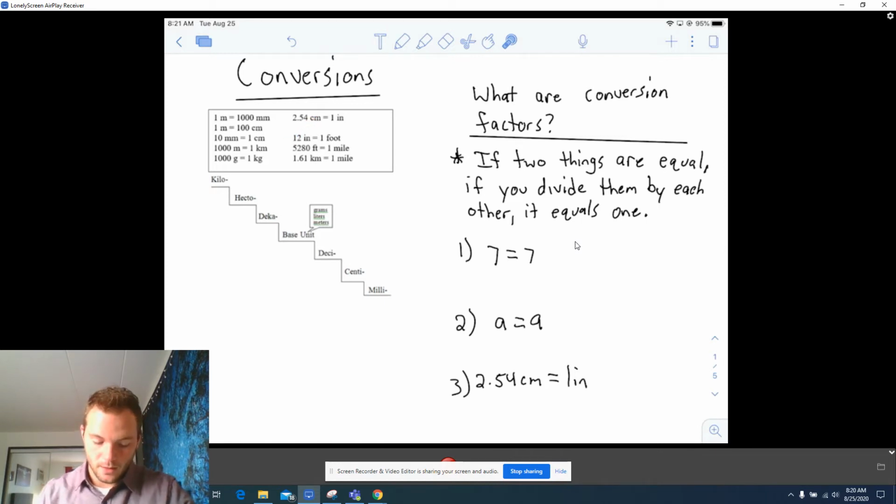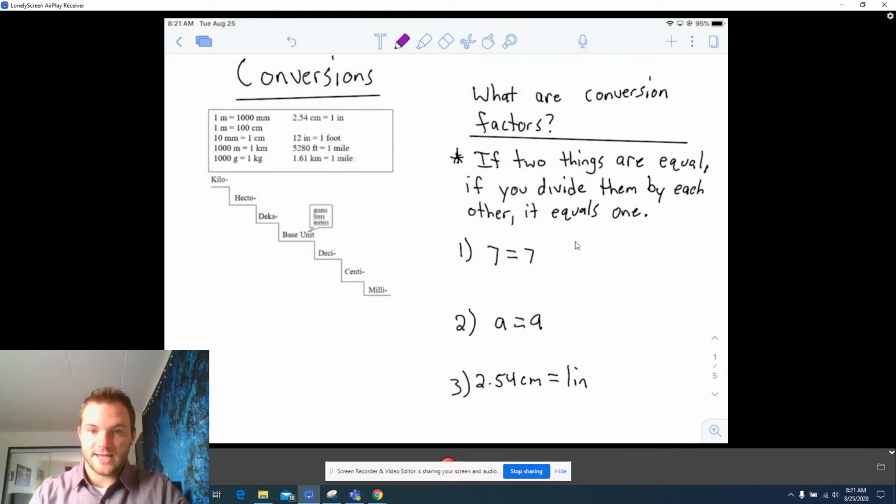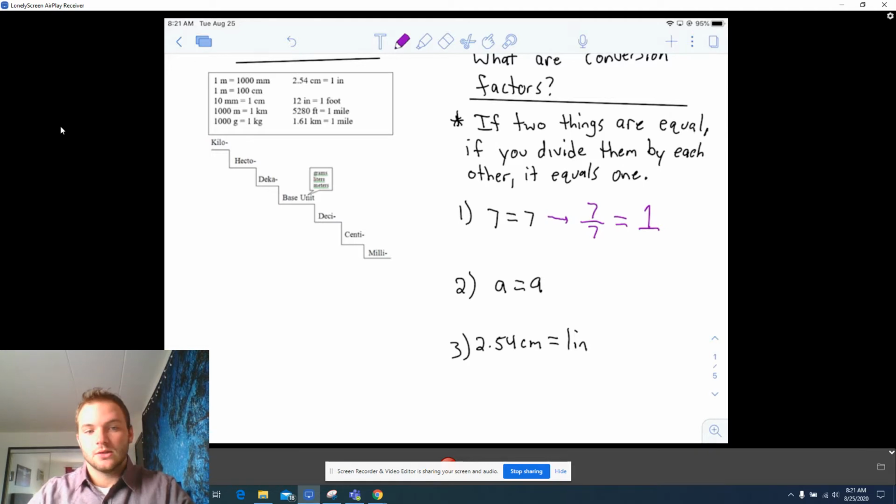But before we get to that, if two things are equal, if you divide them by each other, it equals 1. This is a math principle that you need to understand for the background that'll really help you. So for example, 7 equals 7. We know that. So if I divide 7 divided by 7, the answer equals 1. All right, we're okay with that. So now let's move to letters or variables. If we have a equals a, if we divide a divided by a, this is also equal to 1.